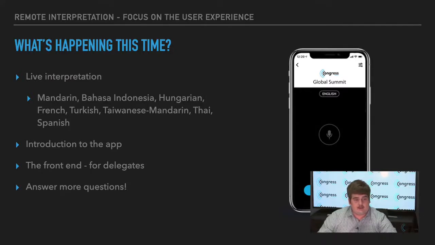So let's go straight back to the program. What are we looking at? We're going to be looking at the app. If you have already downloaded it, you can log in shortly and play along with us at home. We'll be going through all of the features there and how that works. We will outline the front end for the delegates, so the delegates on the ground or at home, and give a further explanation on integrations. And of course, we're going to be stopping for Q&A throughout, so as I said, keep your questions coming through.